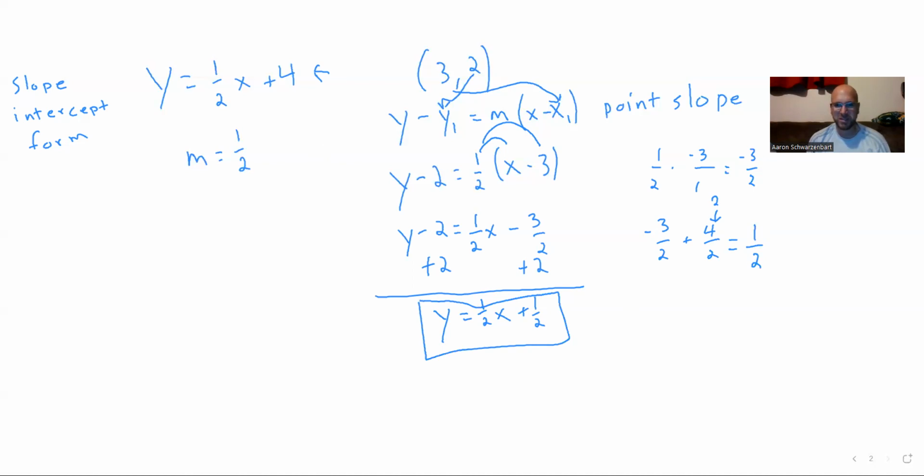Let's make a cleaner drawing of that. Okay, and that is the translation of lines vertically and horizontally, and writing the equation for a line in slope-intercept form that is parallel to a given line and through a given point.